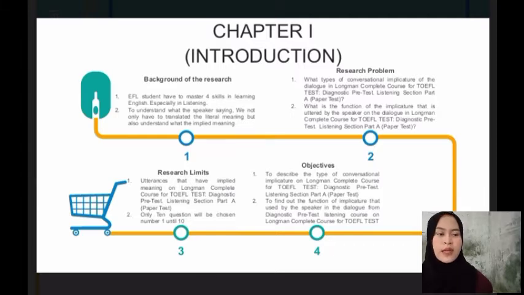After we know the research problem, it comes to the objectives. I would like to describe the types of conversational implicature, whether it's particularized or generalized, in Longman Complete Course for the TOEFL Test, Diagnostic Pretest, Listening Session Part A paper test. Another purpose is to find out the function of implicature used by the speaker in the dialogue in the same test.